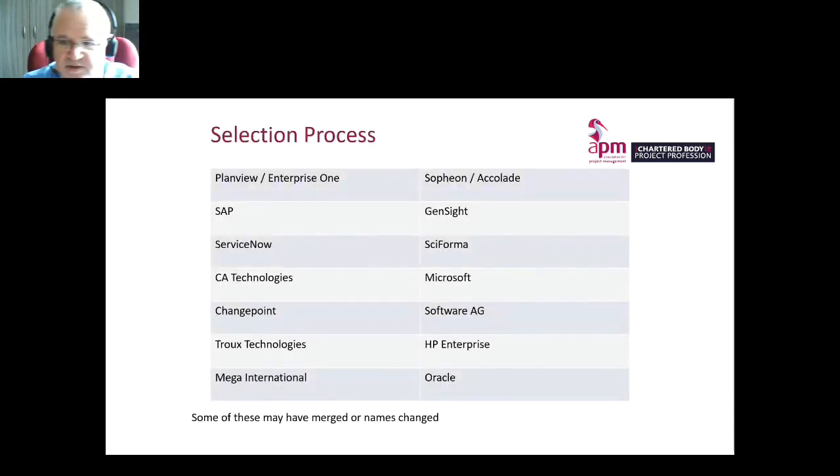So we decided to look at the market, and this was around about 2 years ago. Some of these systems and companies have since merged and the names have changed, but most of them are still around today. And we looked at 14 different options. In the end, it was kind of a two-horse race between Planview and Accolade, which is produced by Sophion. And Planview, the actual system called Enterprise One.